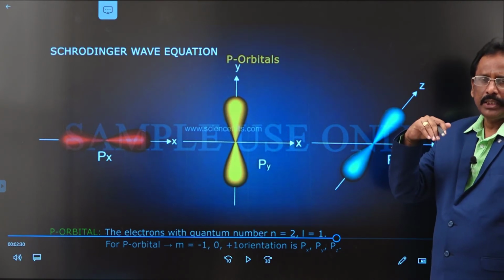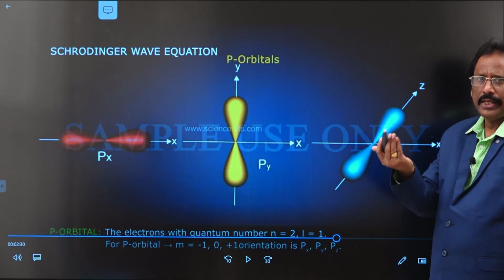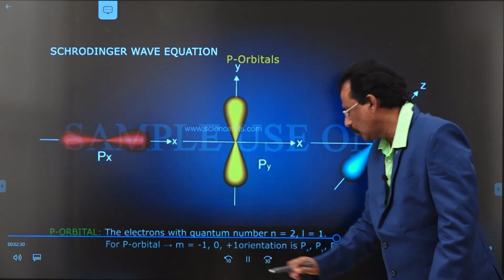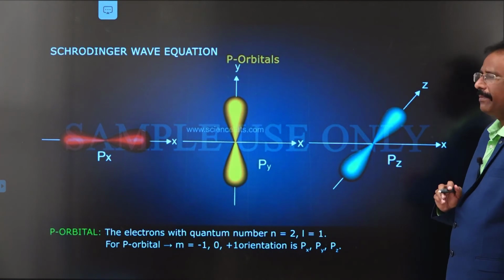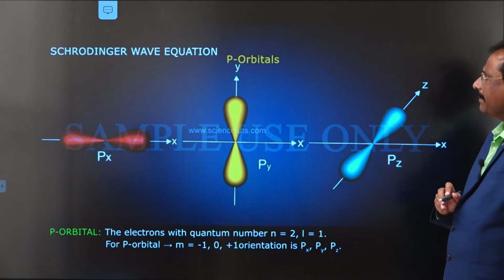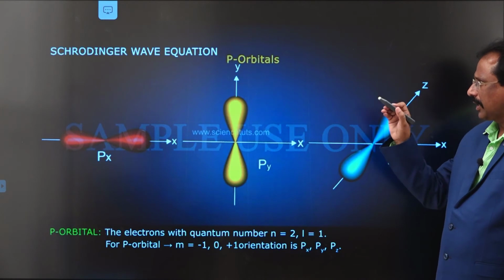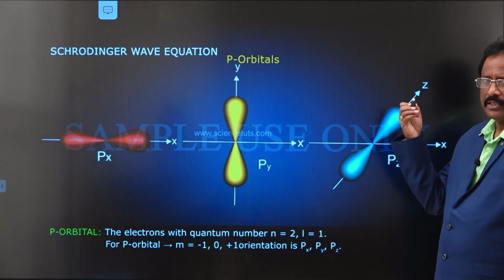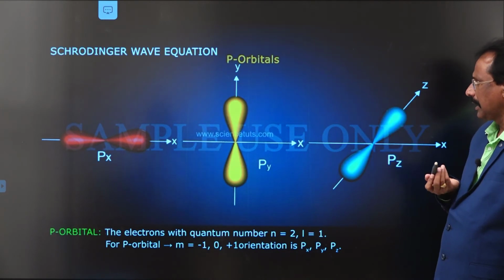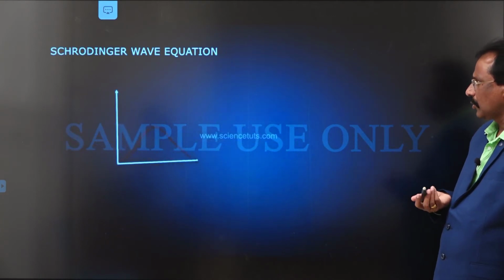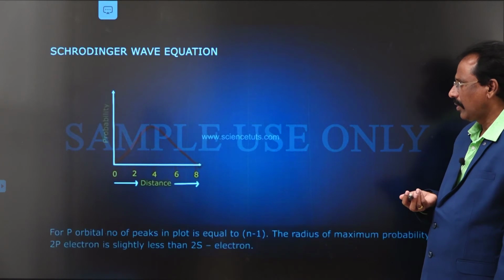The sum of the spherical nodes and angular nodes is nothing but the total nodes. The formula is n minus l minus 1 plus l. Minus l and plus l cancel together. That's why the total number of nodes is equal to n minus 1.